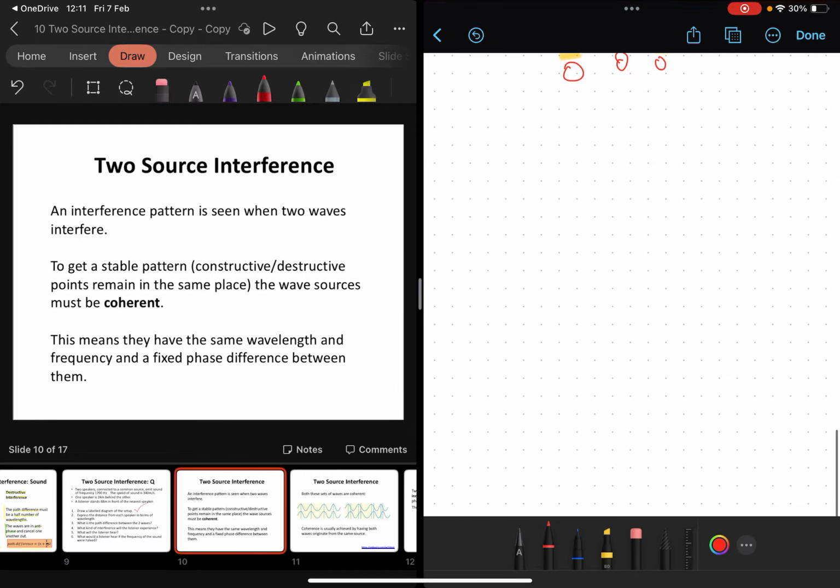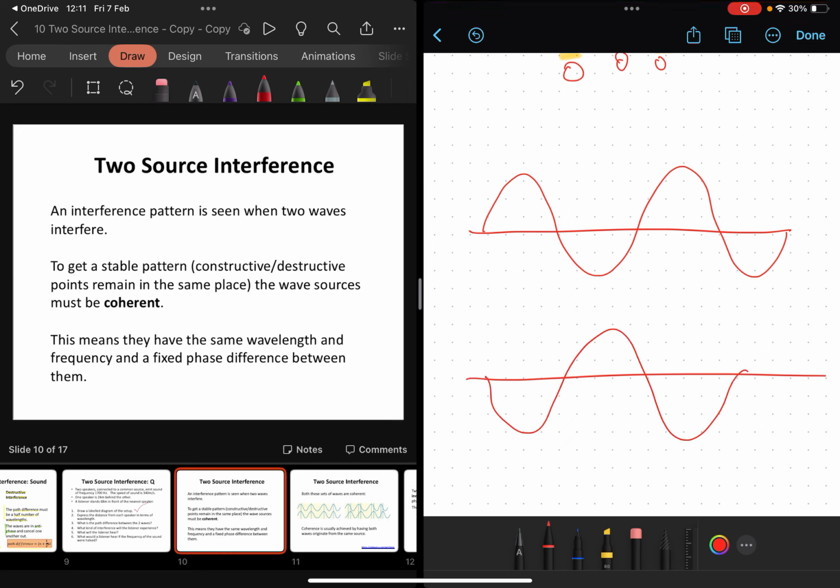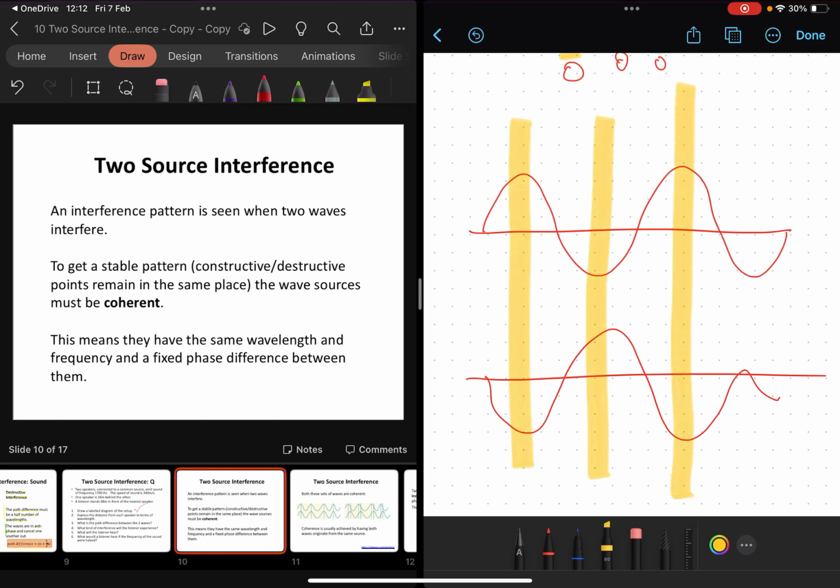Similarly, I could have a source of wave that looks like that, and I could have a source of wave that looks like that. You would say that's destructive interference because peak meets trough and trough meets peak. However, there is still a fixed phase difference between them. We are half a wavelength out. We're 180 degrees out of phase. 180 degrees out of phase here, 180 degrees out of phase here, and 180 degrees. We have a fixed phase difference between the two waves at all points.